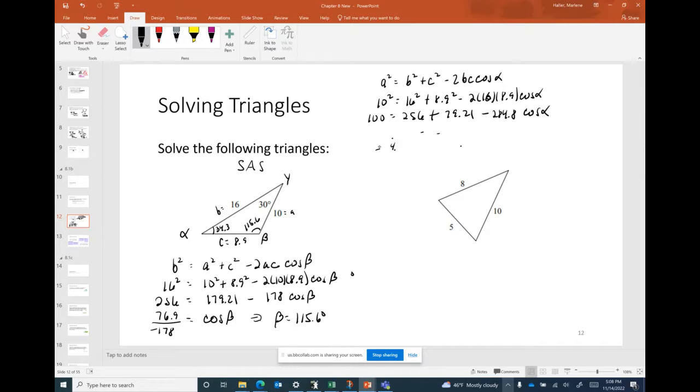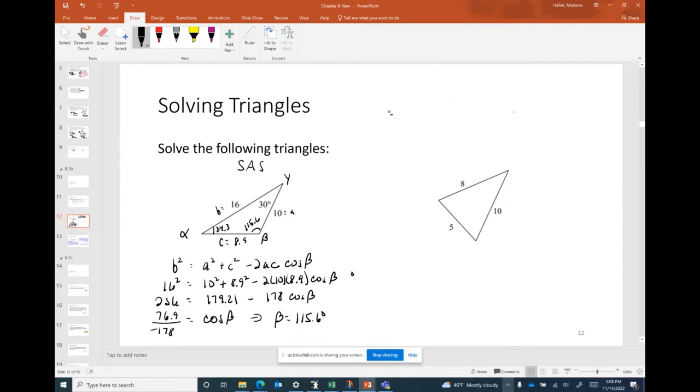We know no angles at all, but we know the lengths of all the sides. So it doesn't really matter where we begin to solve this. We just need to pick one of the angles and go from there. All right, so let's see. I'm just going to say that this is my alpha, that's my beta, and that's my gamma up there. So that means 10 is my A, 8 is B, and C is 5. Let's just solve for alpha first.